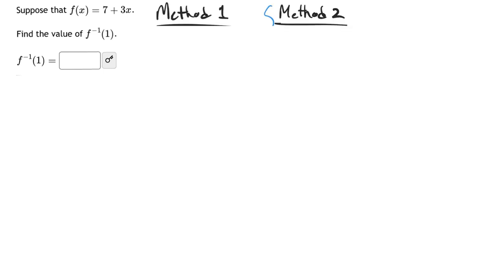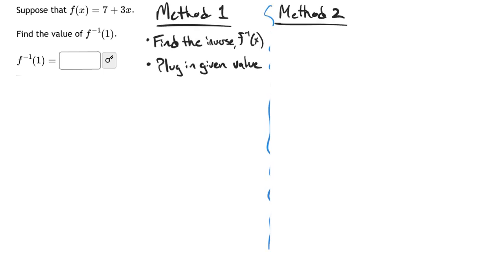But most students use method 1. And method 1 is where you actually go about the work to find the inverse, and then you plug in the value. So that's good work because that's exactly what it's asking you to do, plug 1 into the inverse.